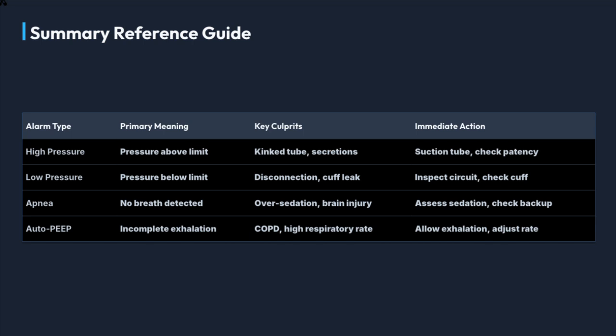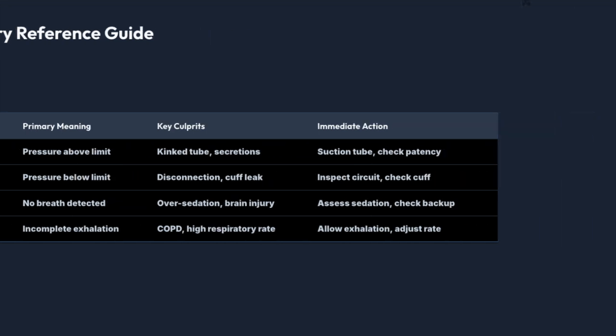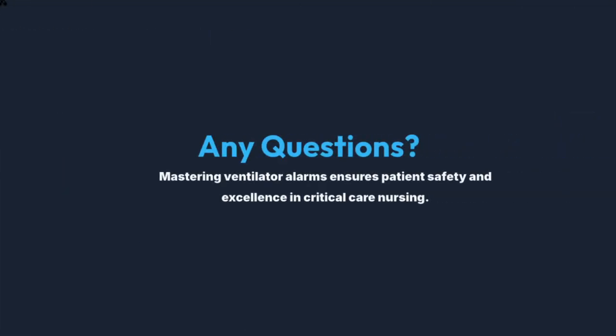This summary table provides a quick reference for identifying alarm types, their likely causes, and the immediate nursing actions required in the critical care unit. Mastering these ventilator alarms is essential for patient safety and excellence in critical care nursing.